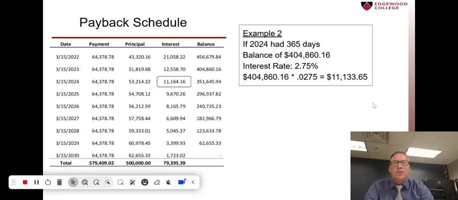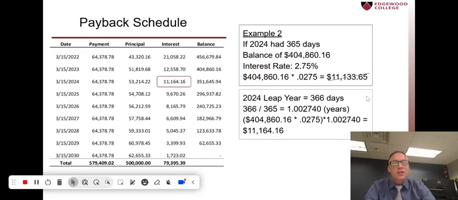Well, he remembered, so in his calculations he found that in 2024, if it had 365 days and it had a balance of $404,860.16, when he ran the calculation, he should have found $11,133.65 in interest. Well, that wasn't correct. So he looked at the internet and he found that, lo and behold, 2024 is leap year. There's 366 days in 2024.